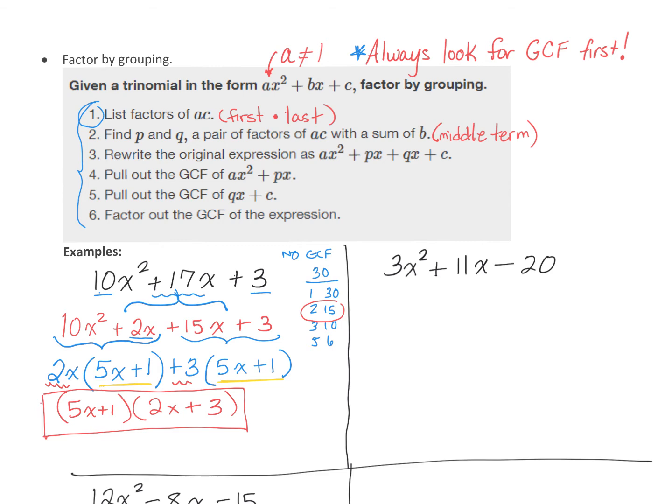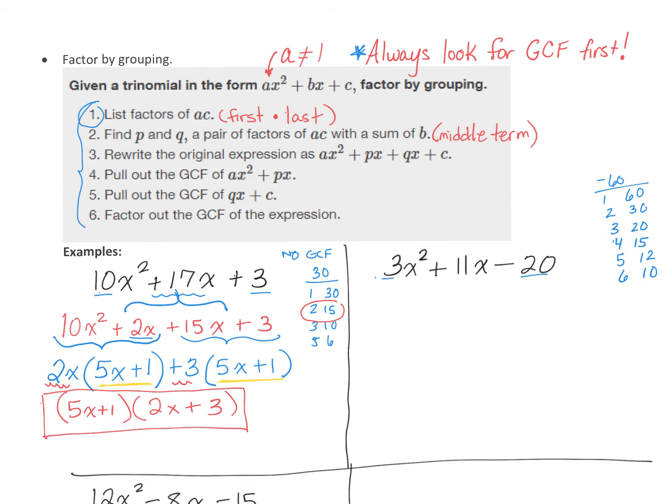Let's take a look here at 3, 11, and 20. Any common factors there? I don't think so. 3 and 11 are prime. So we're going to multiply 3 times negative 20 and get negative 60. And I'm not going to worry about my signs here. 1 times 60, 2 times 30, 3 times 20, 4 times 15, 5 times 12, 6 times 10, and then we're back to 10 times 6.